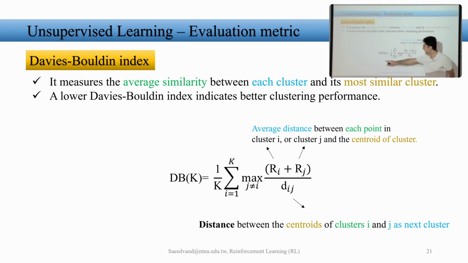We say DB of K, where K is already given, is equal to the average, 1 over K, the sum of the max of this term. What is it? We have R of i and R of j. Both of these are the average distance between each point in cluster i or cluster j, respectively, and the centroid of that cluster.